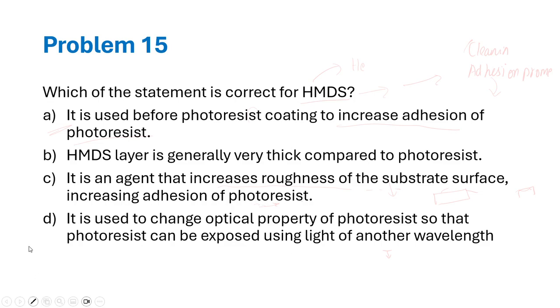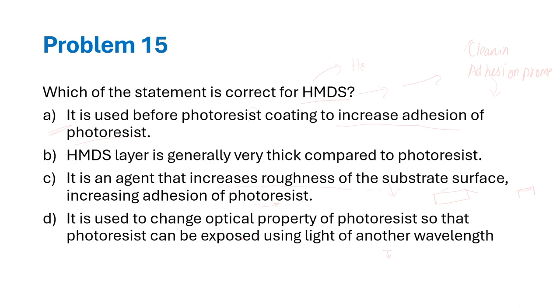HMDS is hexamethyldisilazane. Option A is it is used before the photoresist coating to increase the adhesion of the photoresist. Option B is the HMDS layer is generally very thick compared to the photoresist. C, it is an agent that increases roughness of the substrate surface, increasing adhesion of the photoresist. D, it is used to change the optical property of the photoresist so that the photoresist can be exposed using light of another wavelength.